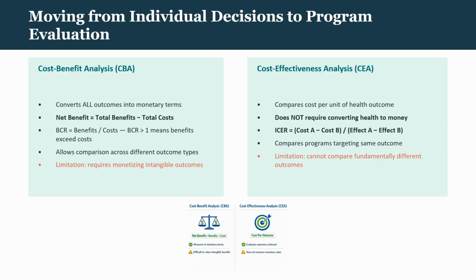The incremental cost-effectiveness ratio, ICER, compares two programs. ICER equals the difference in cost divided by the difference in effect. If program A costs $50,000 more than program B, but prevents 100 additional cases, the ICER is $500 per case prevented. Whether that's acceptable depends on the decision maker's threshold. How much are they willing to pay per case prevented?